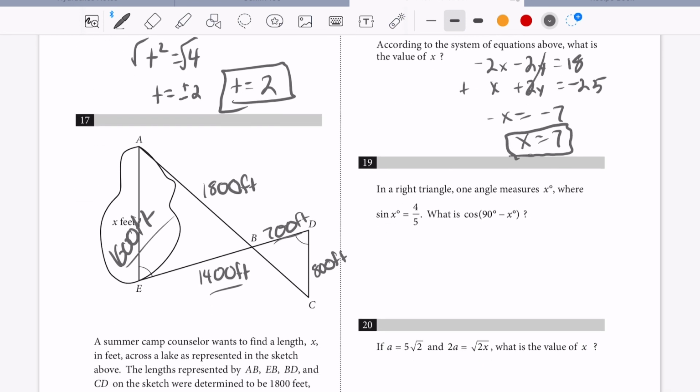In a right triangle, one angle measures x degrees, where sine of x degrees equals 4 over 5. What is the cosine? Okay, so let's go ahead and draw our right triangle. And we have this 90 degree. And we have x here, and the sine of that would be 4 over 5. And this other angle here is going to be equal to 90 minus x. And if we take the cosine of 90 minus x, we'll also get 4 over 5. So it's going to be the same in this case.